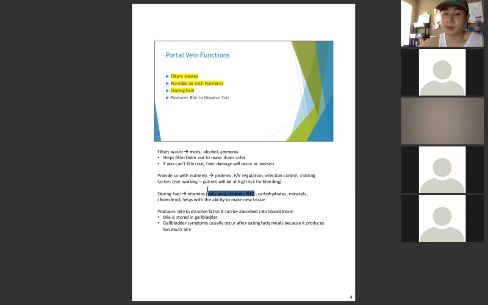So it produces bile to dissolve fat so it can be absorbed into the bloodstream. Bile is stored in the gallbladder. So bile is produced by the liver, and when the liver produces the bile it will go through the bile tract and will be stored in the gallbladder. Gallbladder symptoms usually occur after eating fatty meals because it produces too much bile.